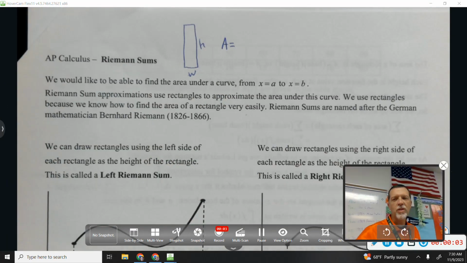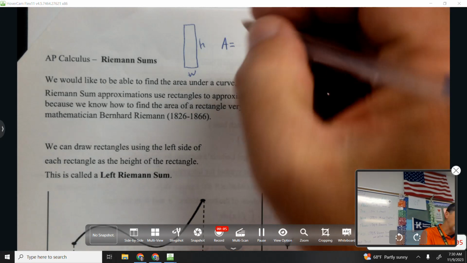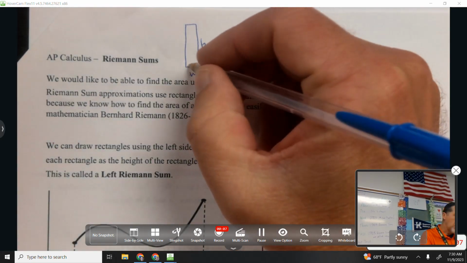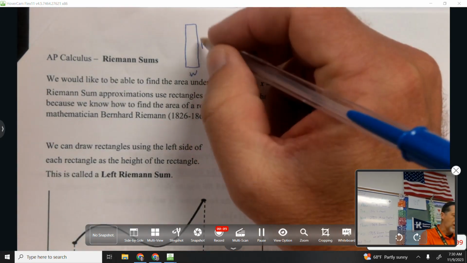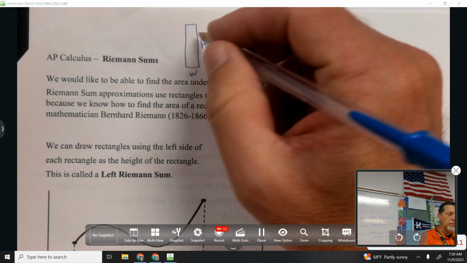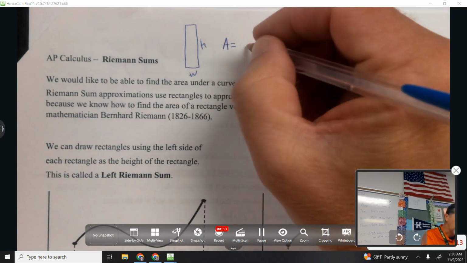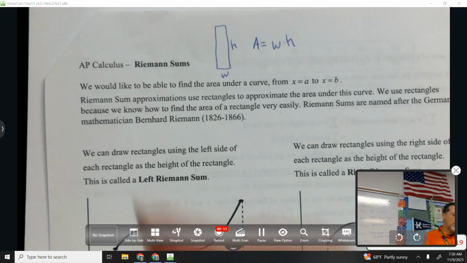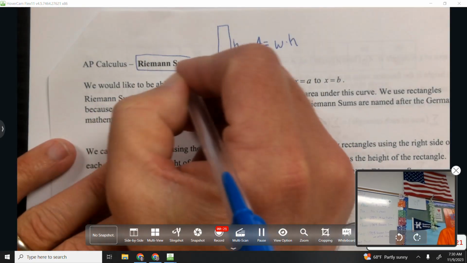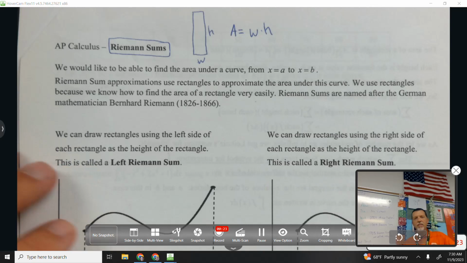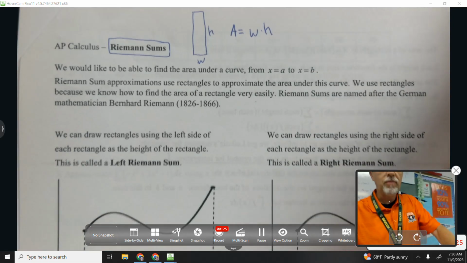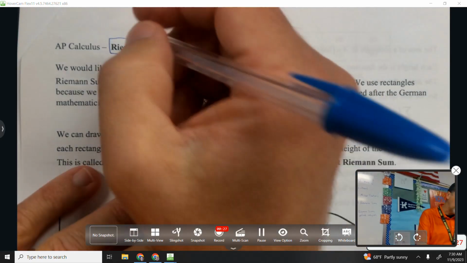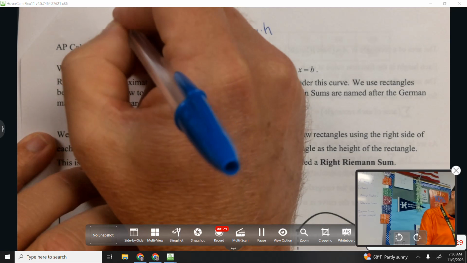So starting with something super easy, the area of that rectangle is base times height, or length times height, or base times width, or however you wanted the two dimensions. And for this one, it's width times height. We know that. Riemann sums, people get all confused and think that it's difficult, and they convince themselves that it's hard, when really it is just adding areas.